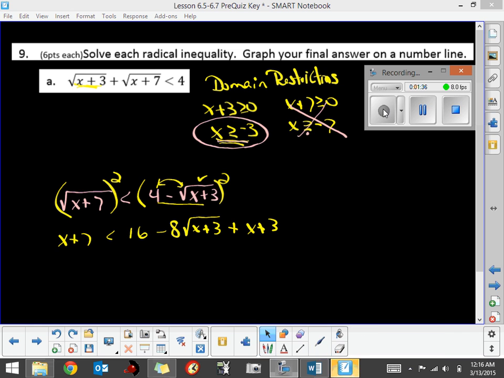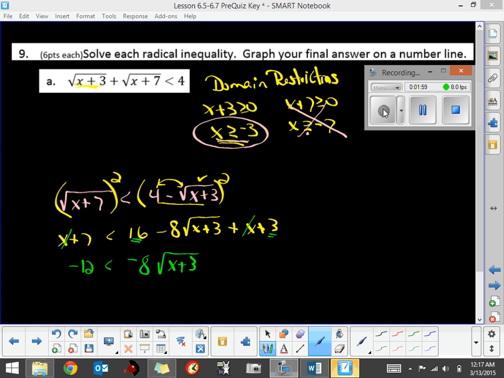Now we're going to combine our like terms. The x's will reduce. We have like terms of 16 and 3 on the right side, and 16 plus 3 is 19. We're going to subtract that from 7, and 7 minus 19 is -12, is less than -8 times the square root of x plus 3.